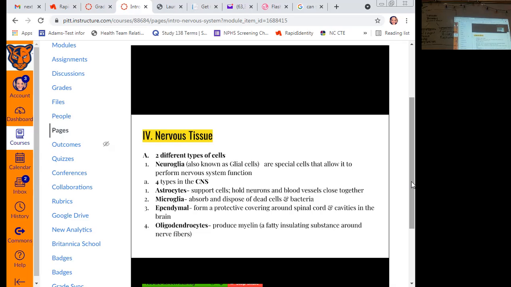Okay? And then you have arguably the most important one that you need to remember, your oligodendrocytes. Lots of syllables there, lots of vowels. Okay, oligodendrocytes, right? So just break it up. Oligodendrocyte. Okay. Your oligodendrocytes produce myelin, and we're going to talk about what myelin is after you write this.